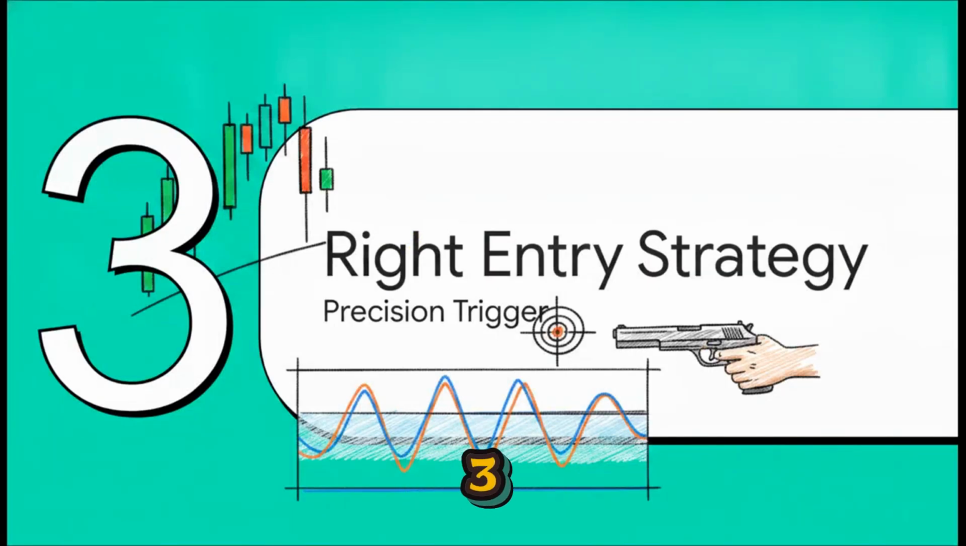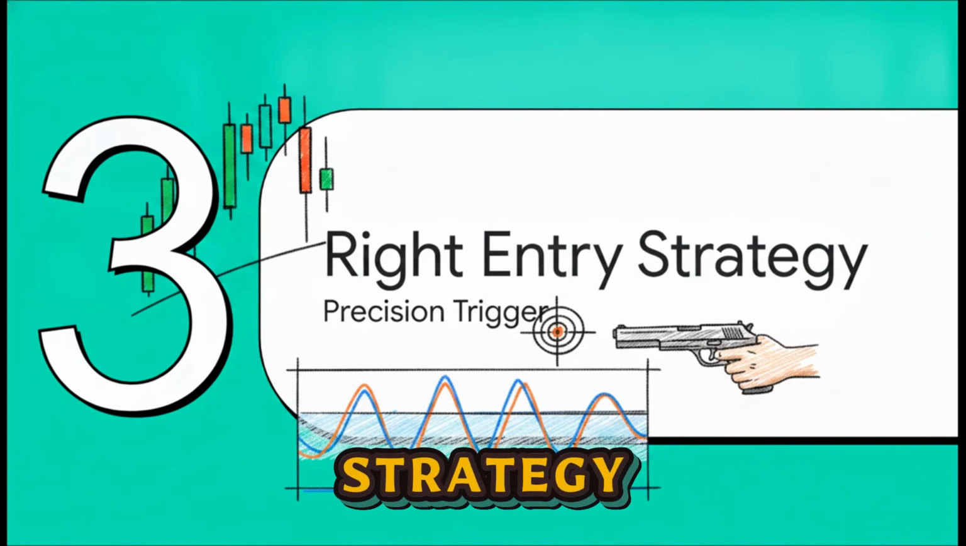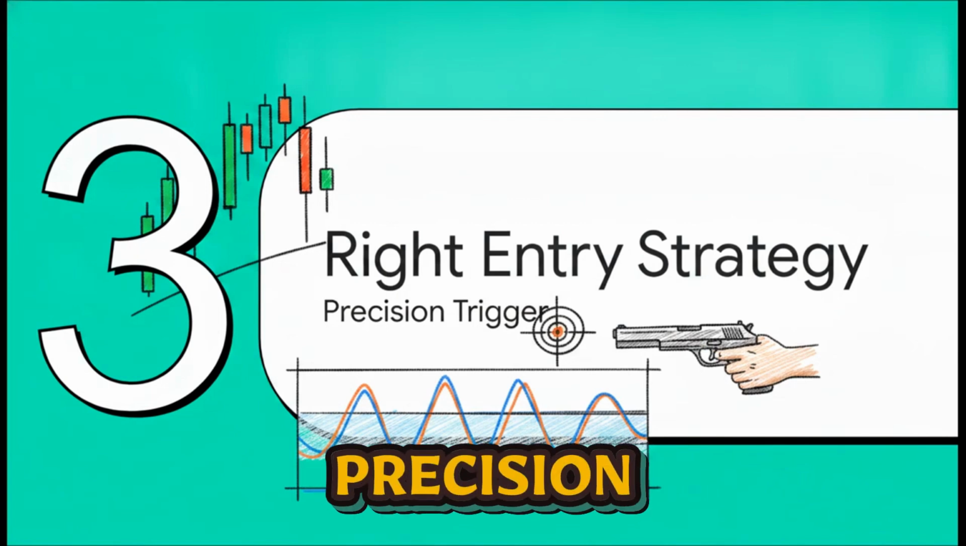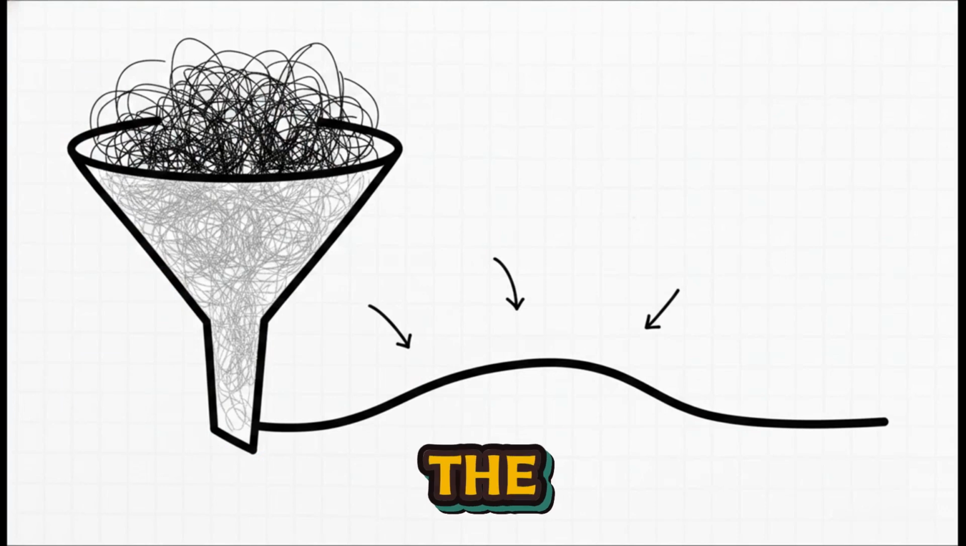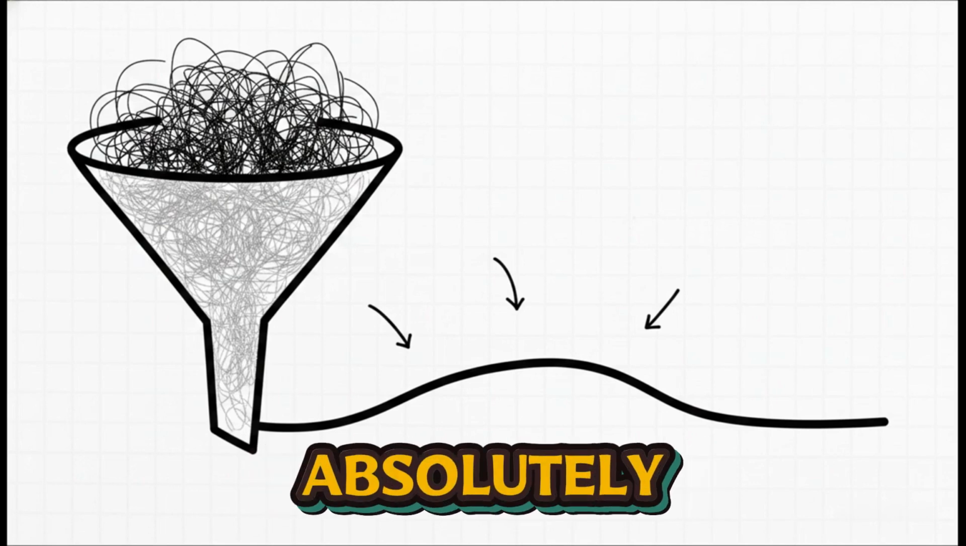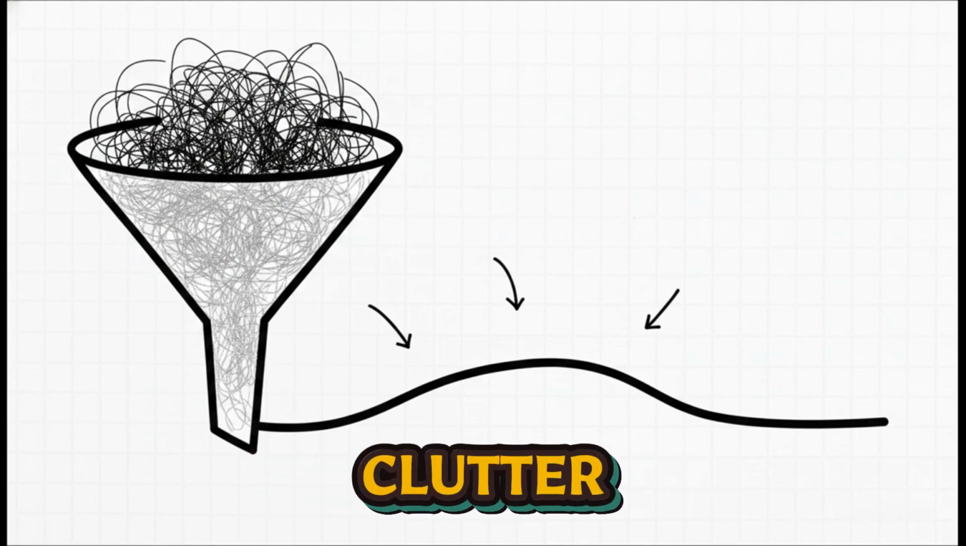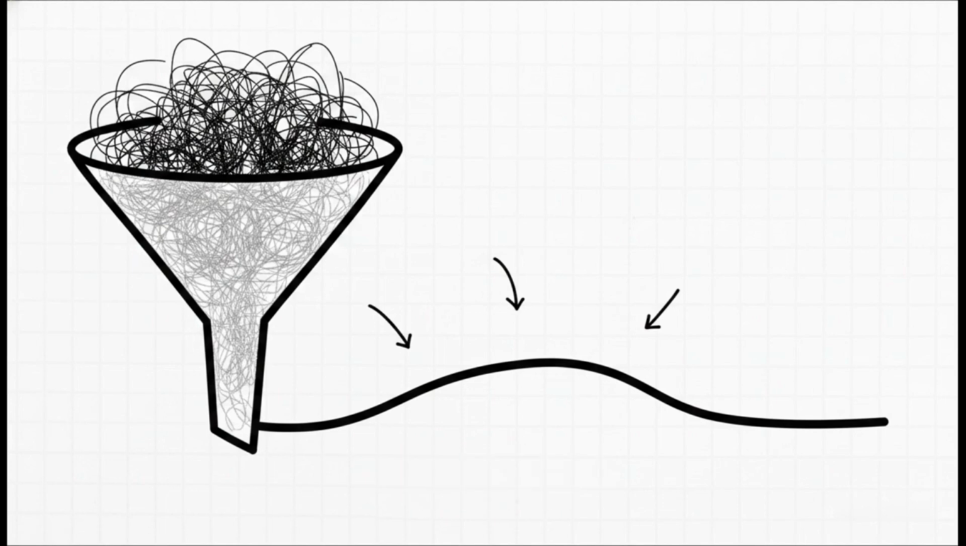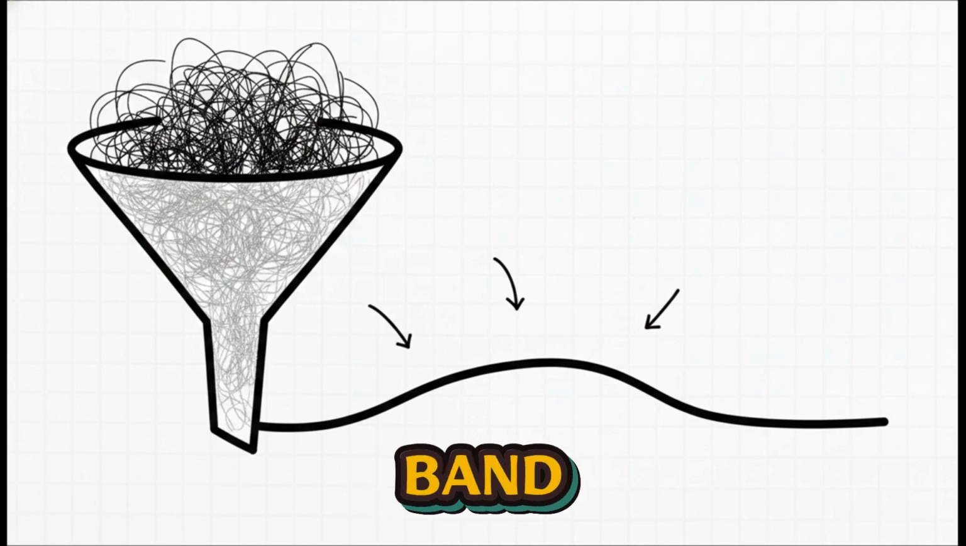Part 3. The Right Entry Strategy, using stochastic as a precision trigger. Okay, so the trend is firmly set. Now we bring the stochastic back in, not as some standalone magic wand, but as a hyper-precise timing tool. First things first, we clean up our charts, because professionals absolutely despise visual clutter. We keep the top band at 80, bottom at 20. We turn that middle band completely off.